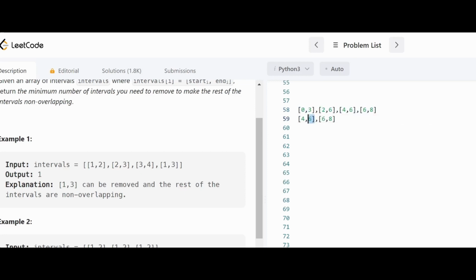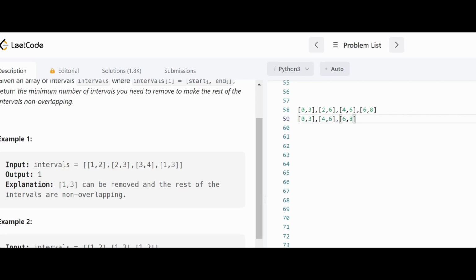If we had removed 4 6 and kept 2 6, would that have made any difference? Over here, if we removed 4 6 and kept 2 6, again it wouldn't have made any difference because the end time over here is equal to the start time, and it's a non-overlapping interval in our case again. So this is again fine. Now let's move on to what we took earlier. Earlier we removed 0 3. Now let's remove 2 6 and see what will happen.